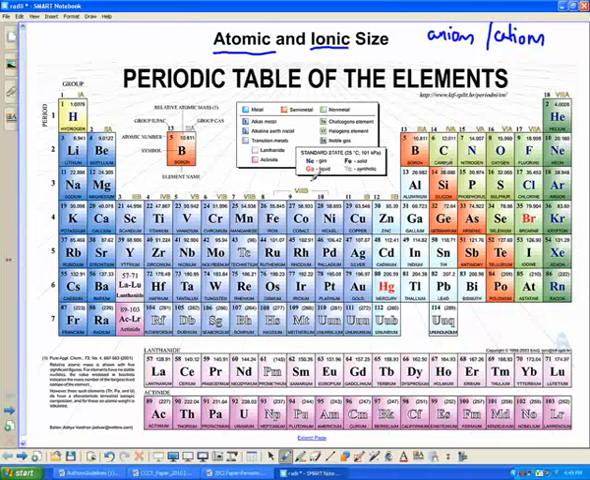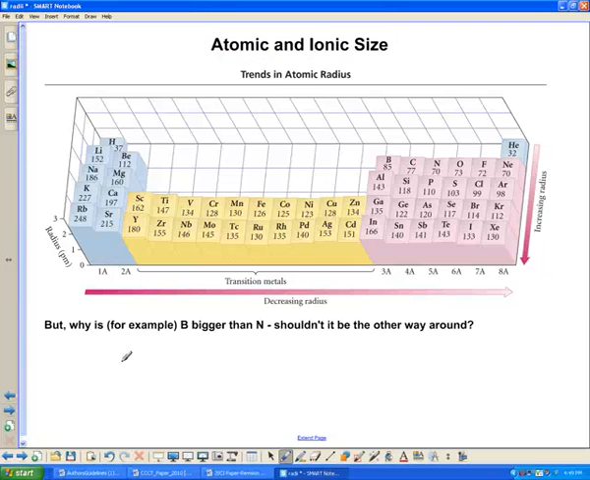In period 3, sodium is the smallest atom, argon is the largest atom. Alright. Now, it turns out that that's not the case. It's more complex than that. And the rationale behind it is to do with electron configurations that you've seen before. Alright. Let me show you a picture. It's kind of a 3D picture of relative atomic sizes.